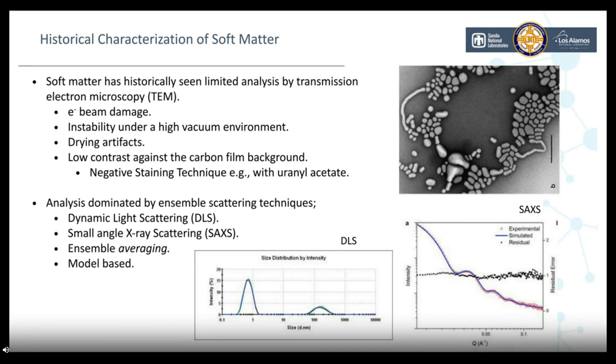So analysis of soft matter has been dominated by ensemble scattering techniques. Two of the main ones are dynamic light scattering, DLS, and small angle X-ray scattering, SAXS. Two examples here in the graph. These are very useful, but they average across the entire ensemble, so they don't give you a real space image, and also they're based upon a model. So we really want to see a real space image that doesn't have all of these drying artifacts and staining artifacts in soft matter research.